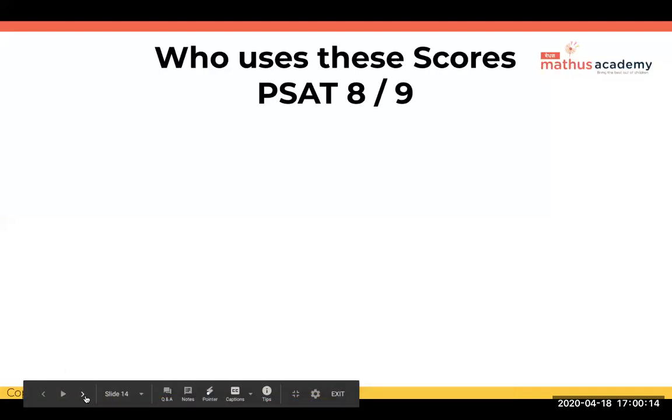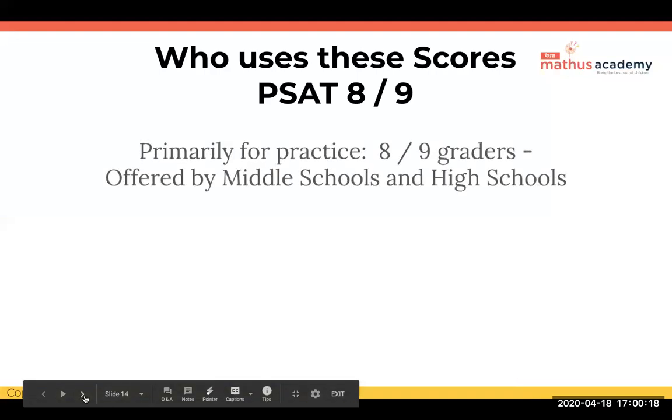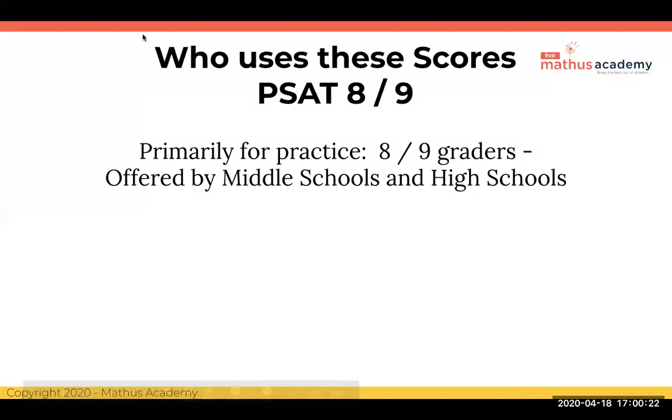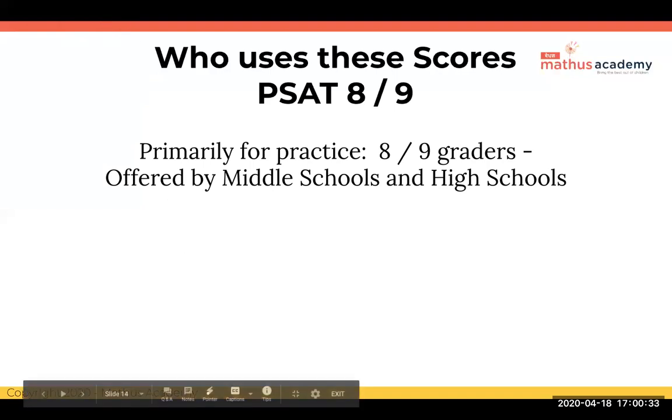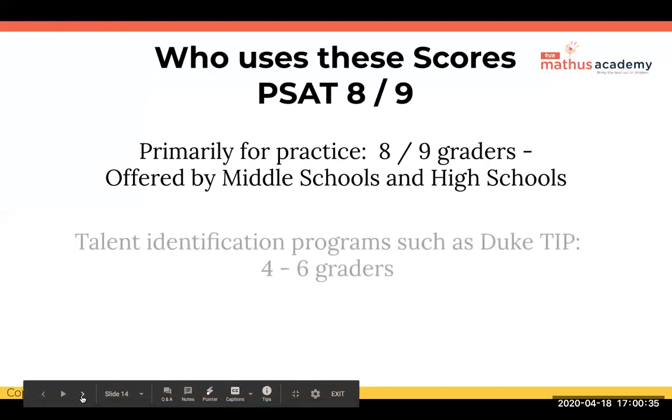Okay, Praveen, sorry, I don't have a straight answer for that, because there is no straight answer for it. So PSAT 8-9: the primary purpose is practice for middle school, 8th or 9th graders, offered at the school. But the most common one is actually the next two.